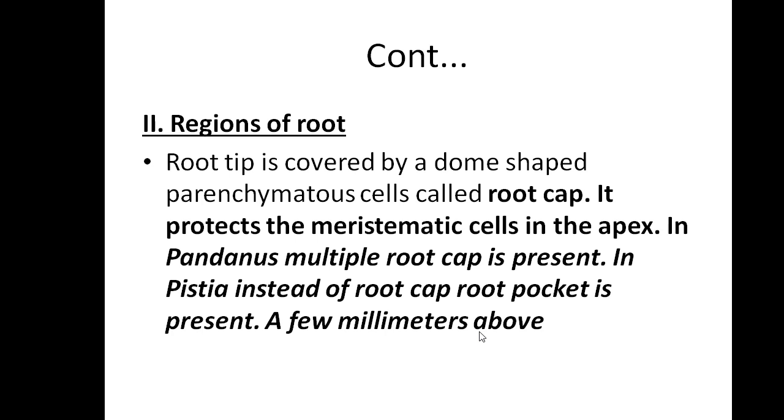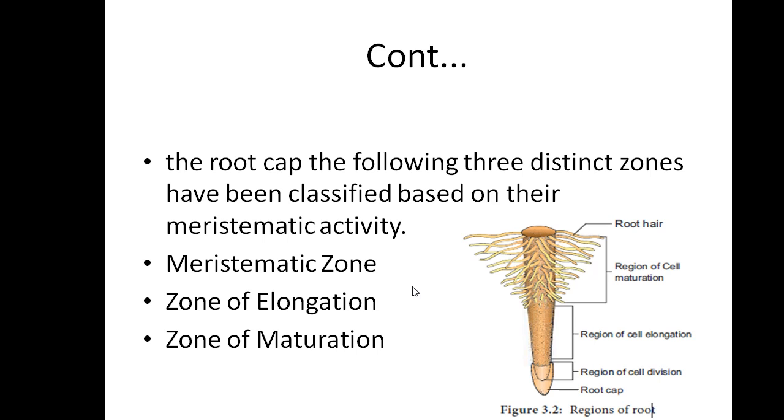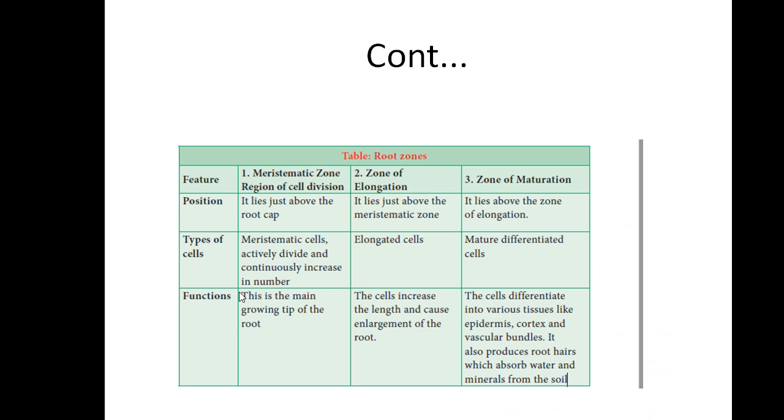Next I am coming to the regions of the root. The root tip is covered by the root cap, the same thing I have written here. Next, behind the root cap there are three distinct zones. This is a root hair, and this is the region where the cells are matured. This is the region of the root for cell elongation. This is the region of cell division, and the root cap. So: meristematic zone, zone of elongation, zone of maturation.